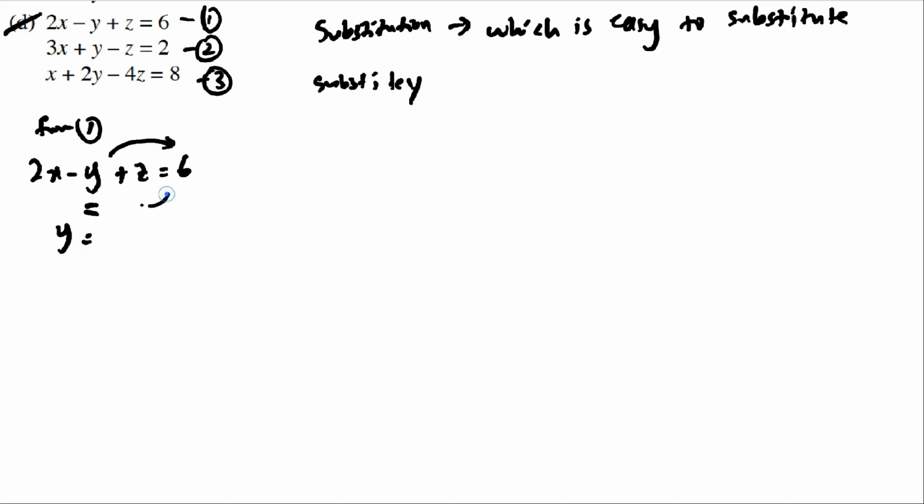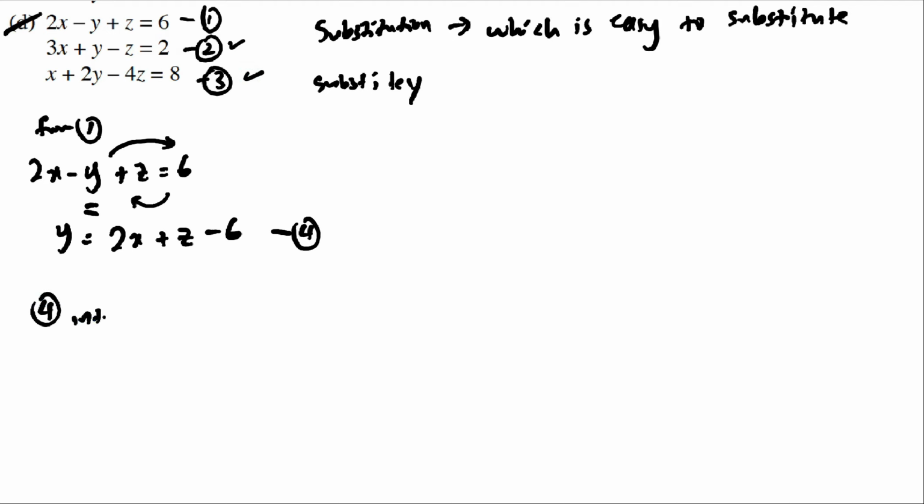And then here 6 enters this area. At this area we have 2x plus z. When 6 enters, positive becomes negative. So this is equation 4. You have y now, which you get from 1. So you're going to substitute it in 2 and 3.